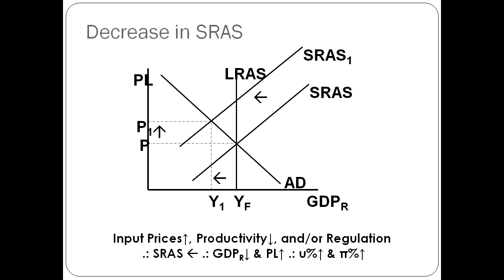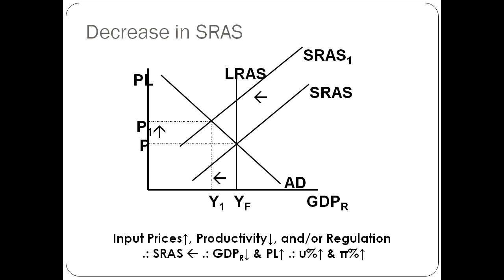Based on a policy that would increase input prices, lower productivity, and or add more regulation, increase taxes, etc. So after our short aggregate supply curve shifted to the left from SRAS to SRAS1, we have a new equilibrium where aggregate demand meets SRAS1. We have our new price level, which is P1, and we have our new output, which is Y1.